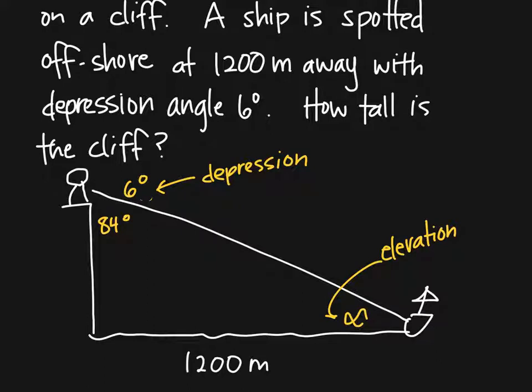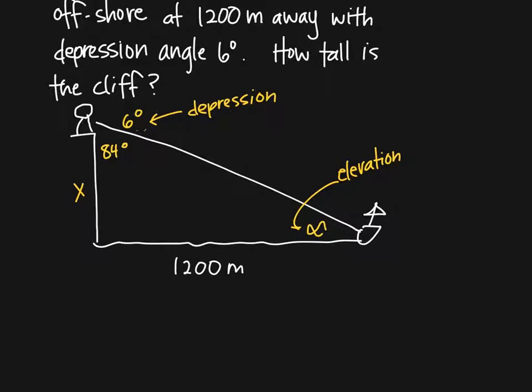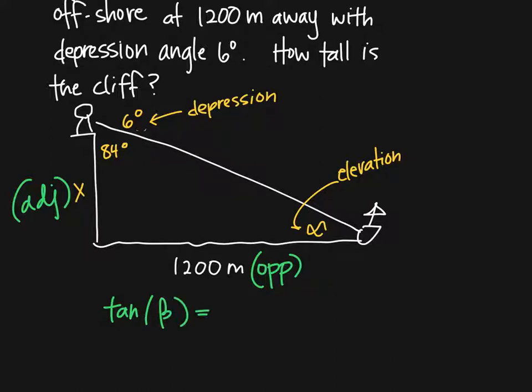We want to figure out how tall the cliff is, so I'm going to put x on the cliff, and I'm ready to figure this out. How is the x cliff side related to the 84? Adjacent. And how about the 1,200 on the bottom related to the 84? Opposite. If I've got adjacent and opposite, what will I be using? This is a tangent situation. I have opposite here and adjacent next to my 84, so tangent beta is opposite over adjacent. That's the formula I'm going to use.